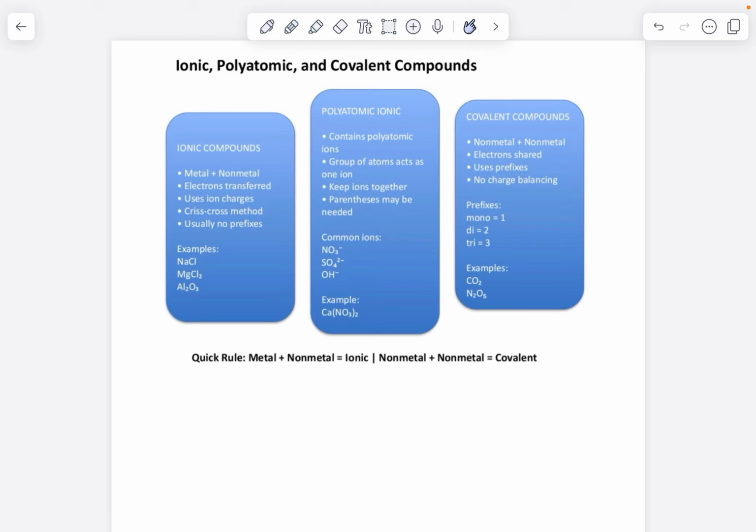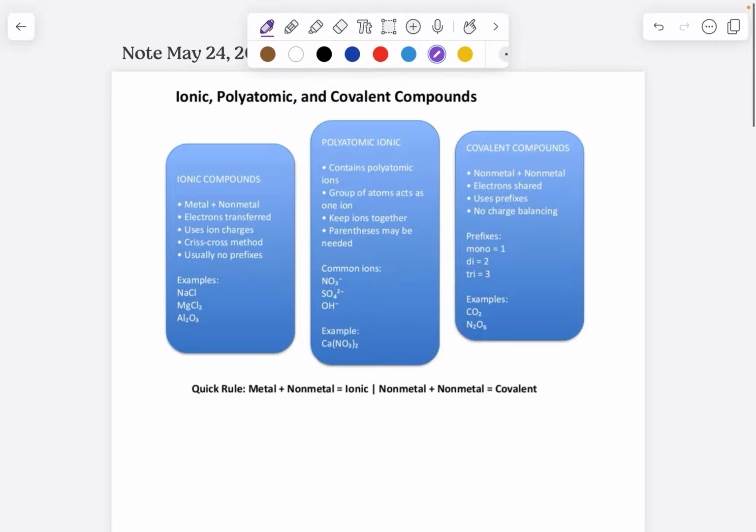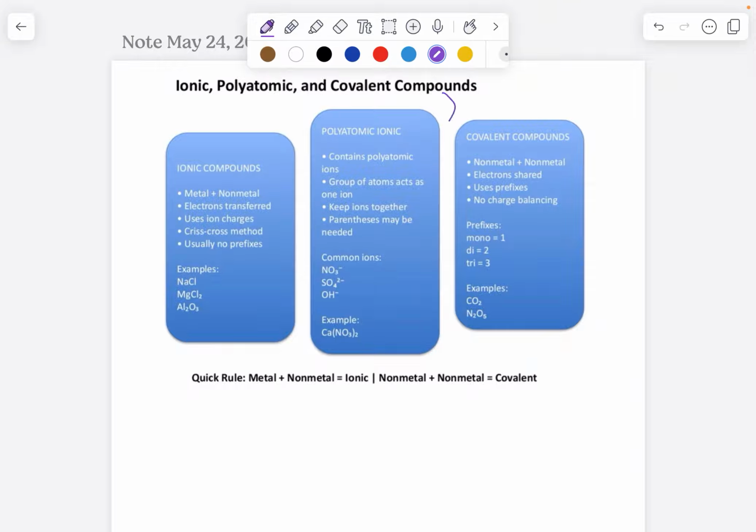In this video, we are going to be discussing a very important foundational topic in any chemistry course. We are going to be talking about ionic, polyatomic, and covalent compounds. So let's start with our ionic compounds. I always like to separate ionic and polyatomic ions into one category, and then you have your covalent compounds.